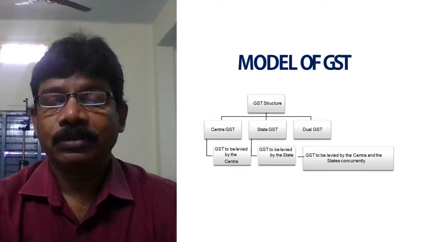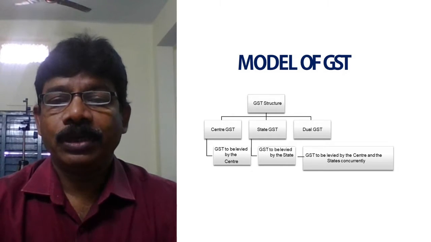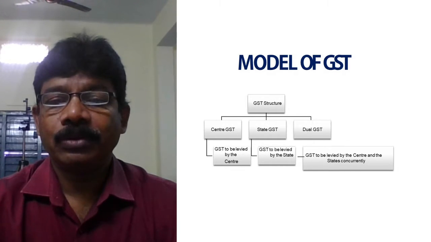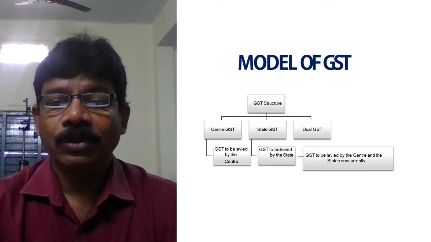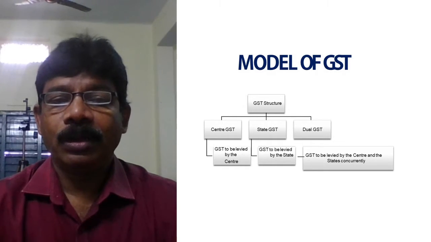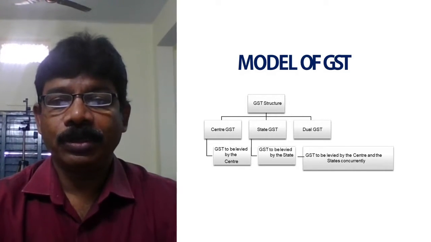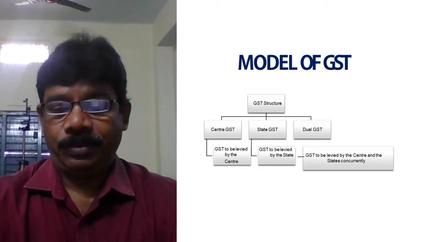Central GST is there, state GST is there, union territory GST is there. Central GST is levied by the center, state GST is levied by the state government, and IGST is levied by the center and state; it is collected at the state and will be payable to the central government, and the central government will distribute or share it with the state governments according to the trade.